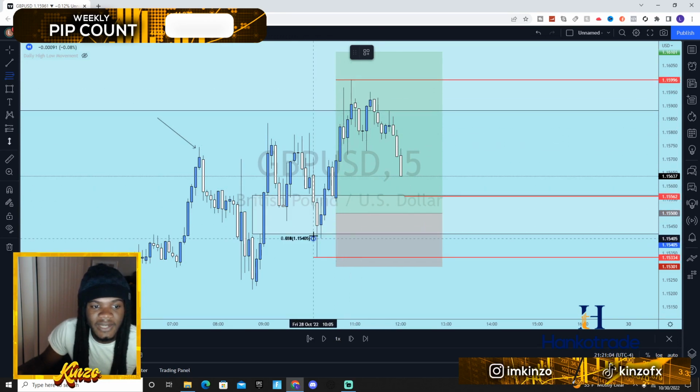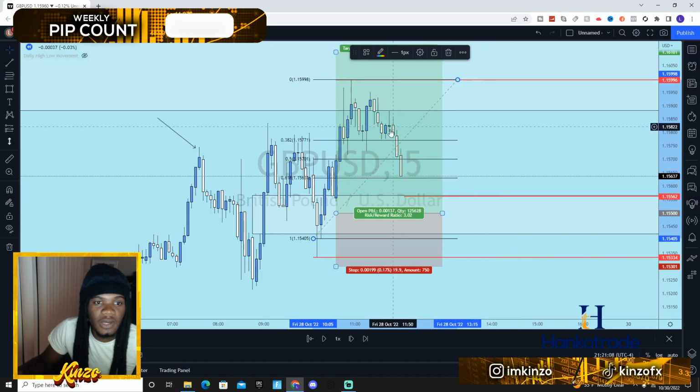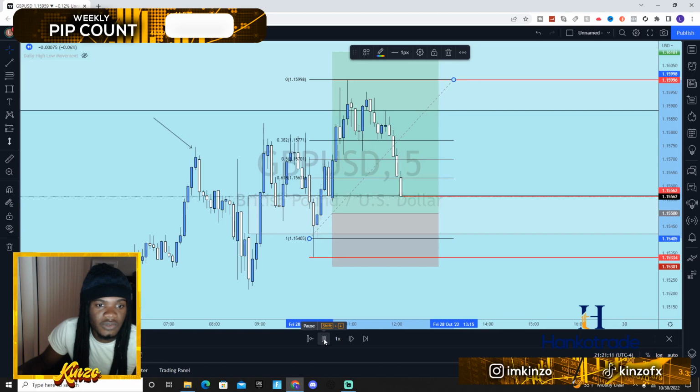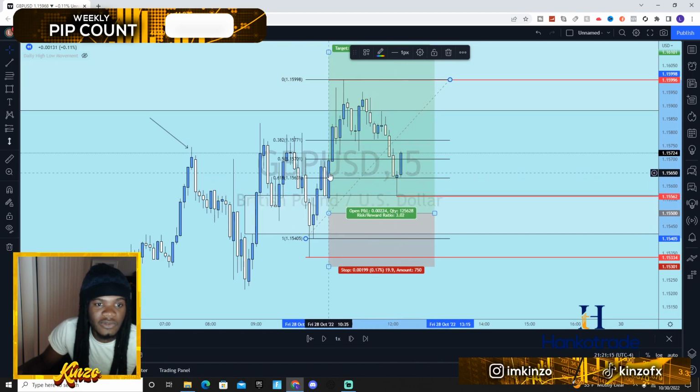You could take you a Fibonacci, draw from here to here, and now guess what? Let's see where price pushed down to. It pushed right down into the 70 on the fib. A little bit below the 61.8 was the 70. We pushed right into the 70 on the fib. Could have took this trade as soon as this bullish candle closed right here.